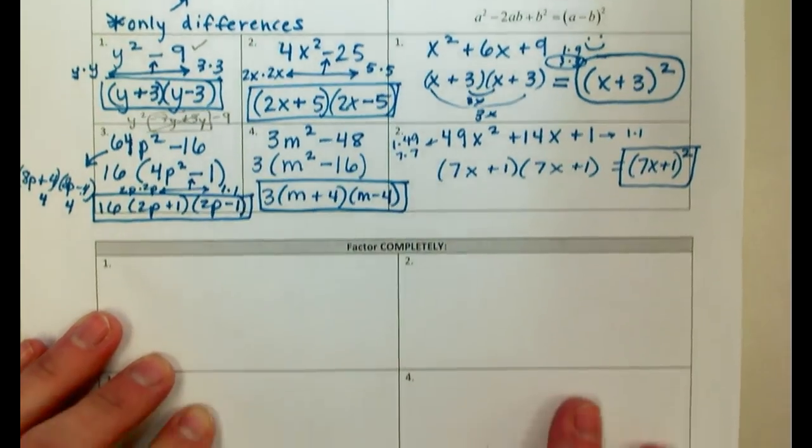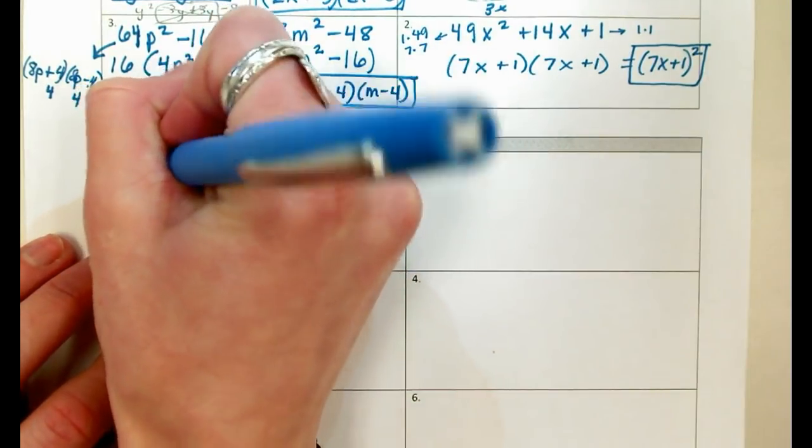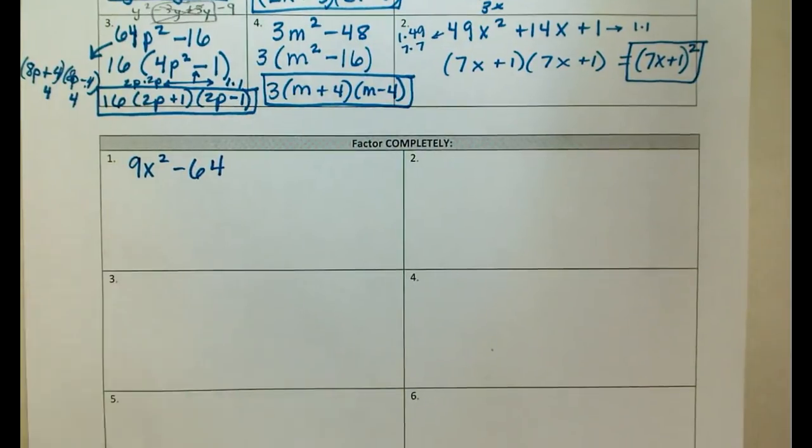Okay, so let's get some practice in with these. Your first problem is 9x squared minus 64. Pause the video and try factoring this one out.